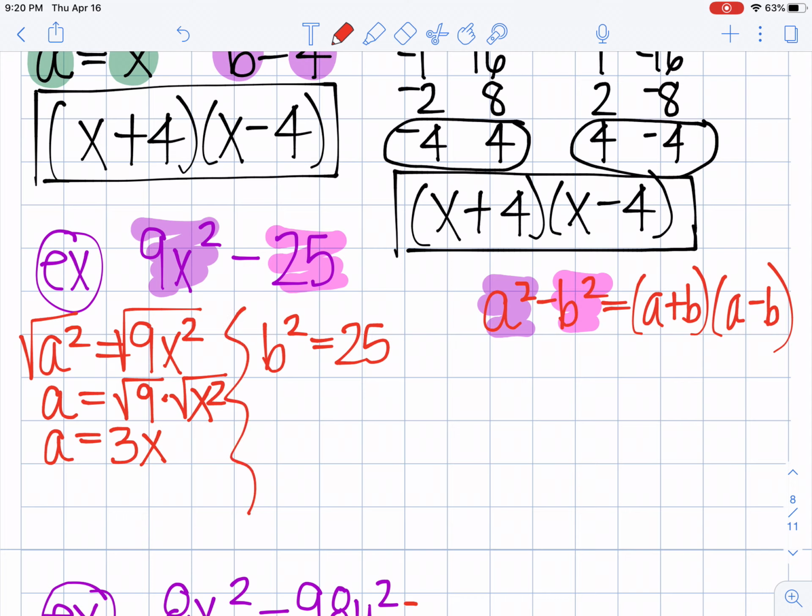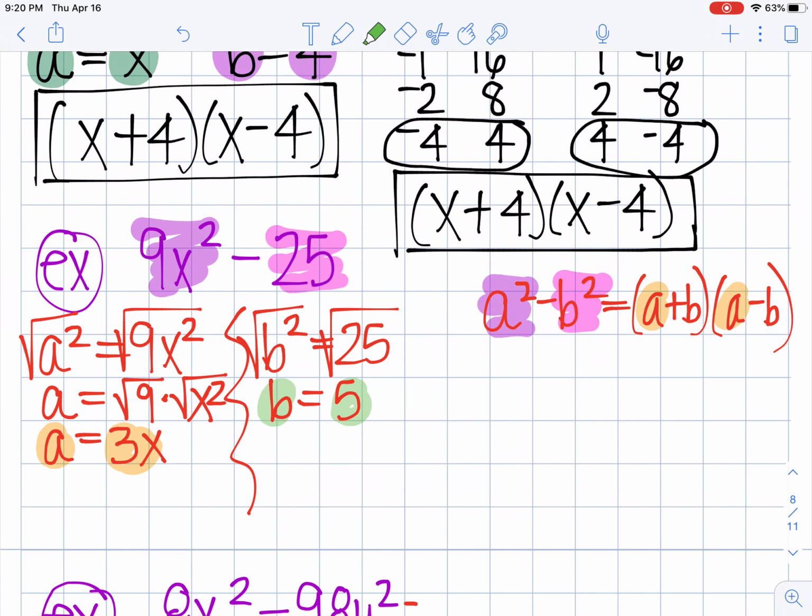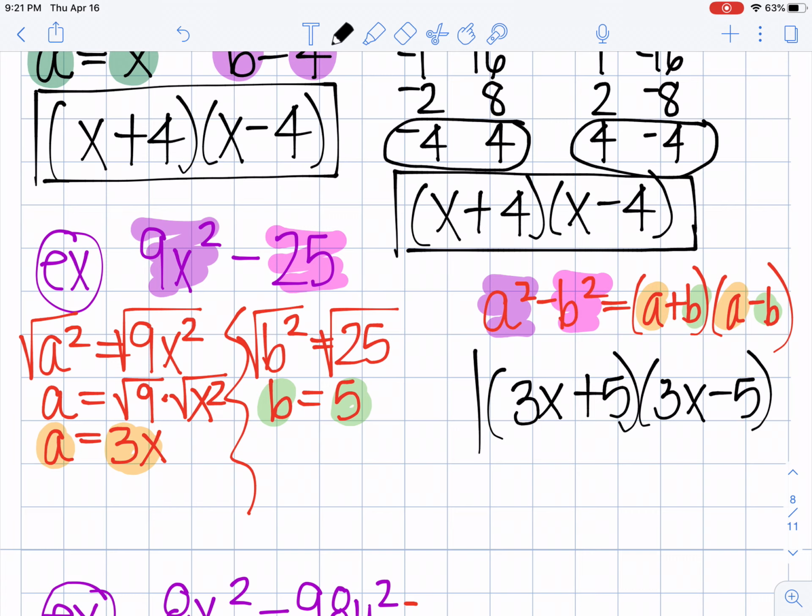Now I need to solve for b. To undo b squared, I'm going to square root, and I'm going to square root on the other side. The square root of b squared is b, and the square root of 25 is 5. So now I'm going to plug these in my formula. Wherever I have an a, I'm going to replace it with 3x, and wherever I have a b, I'm going to replace it with a 5. So I end up with a final answer of 3x plus 5 times 3x minus 5. And that's my final answer.